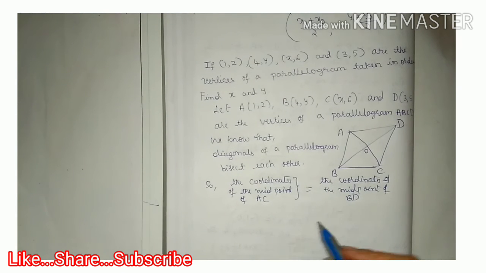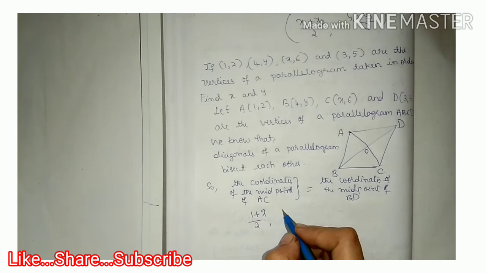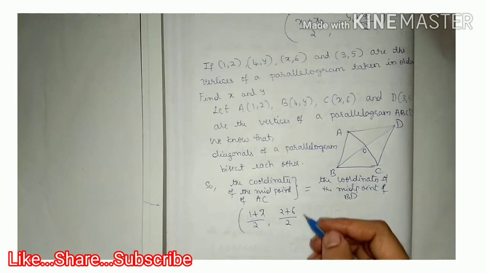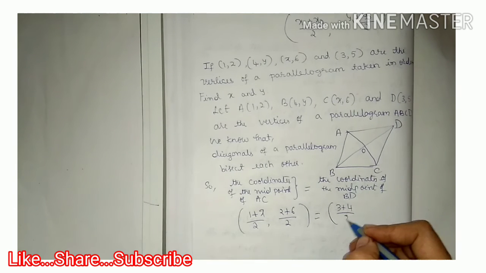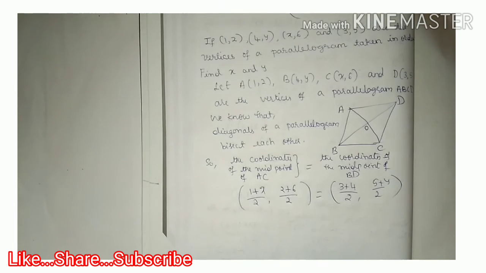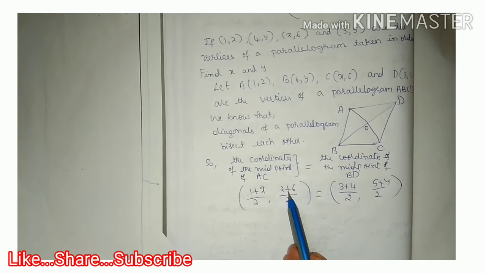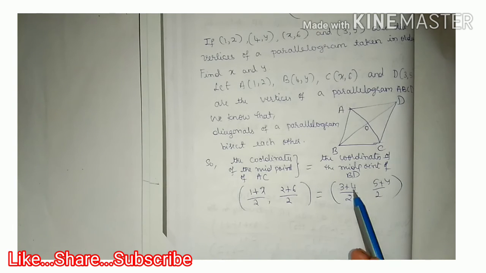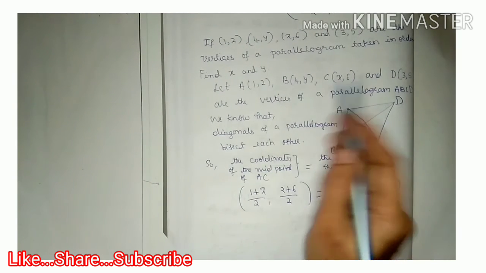Midpoint is (x1 plus x2)/2, (y1 plus y2)/2. Since both are the coordinates of the same point O, for AC we have (x1 plus x2)/2, (y1 plus y2)/2, and for BD we have (3 plus 4)/2, (5 plus y)/2.